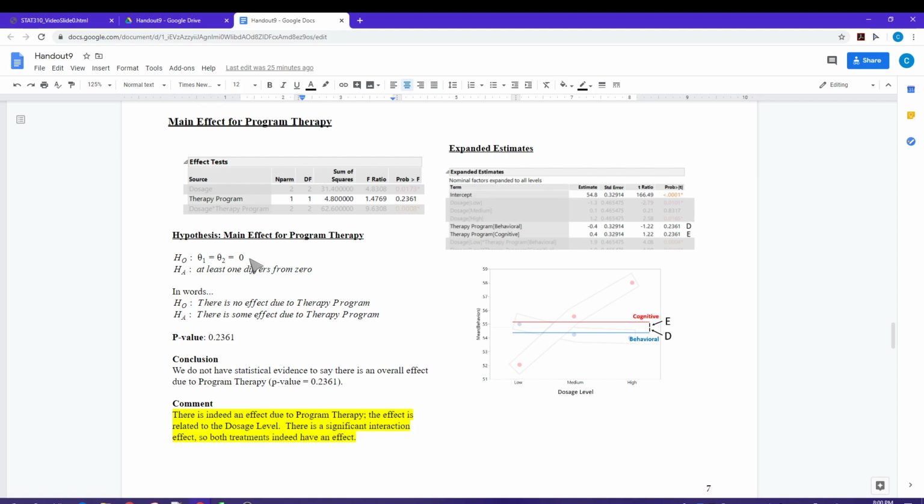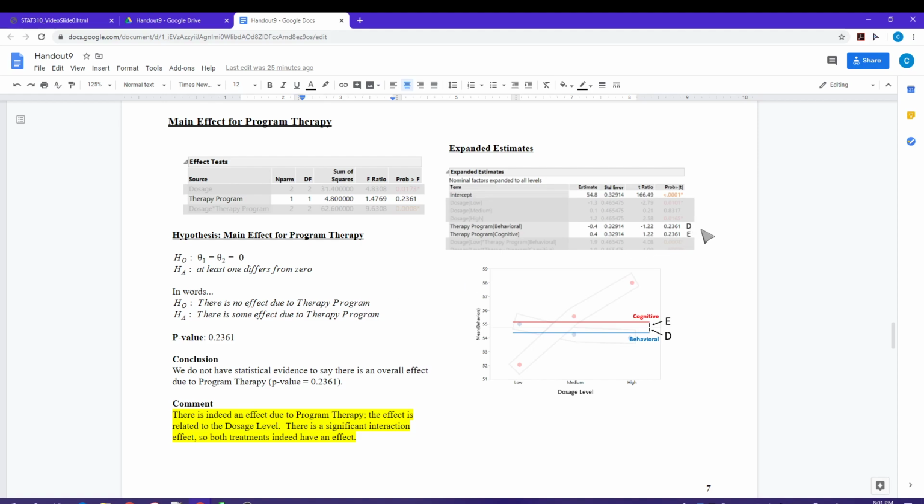Formally, what we are testing is theta 1 equals theta 2 equals 0. That would be no effect, against the alternative that I have something going on due to the program therapy. The p-value here is 0.2361. That is not less than 0.05, so it appears that we do not have an effect due to program therapy.